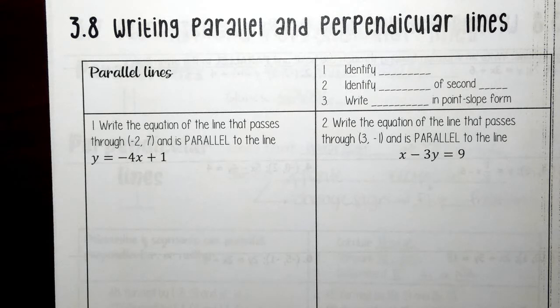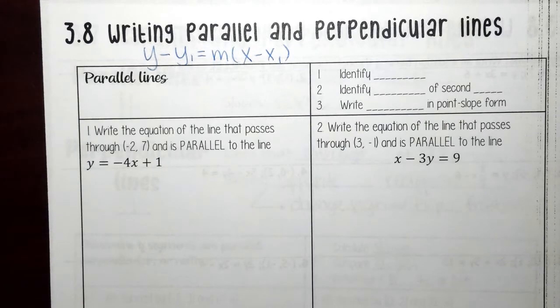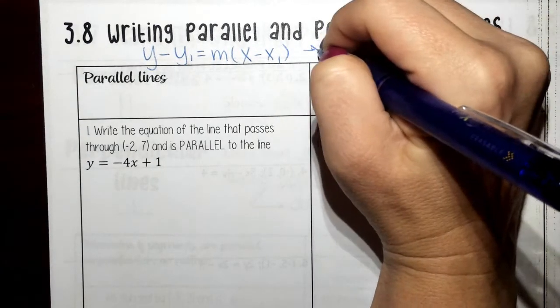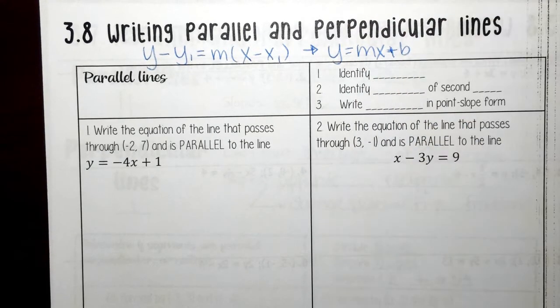Write our equations that are parallel and perpendicular to a line given to us. So let's write them in our point slope form. And then we will want our final answer in y equals mx plus b. Remember, you have to read what your question is asking for.